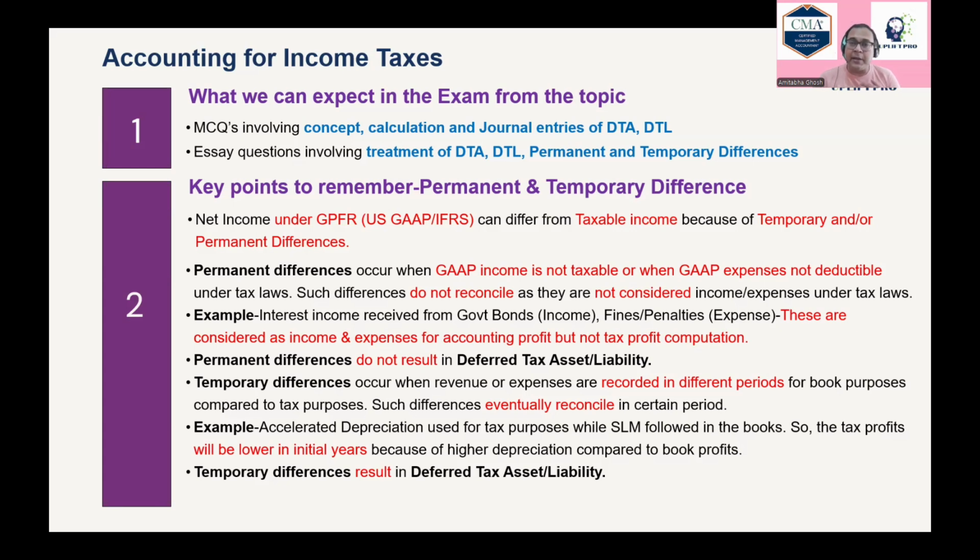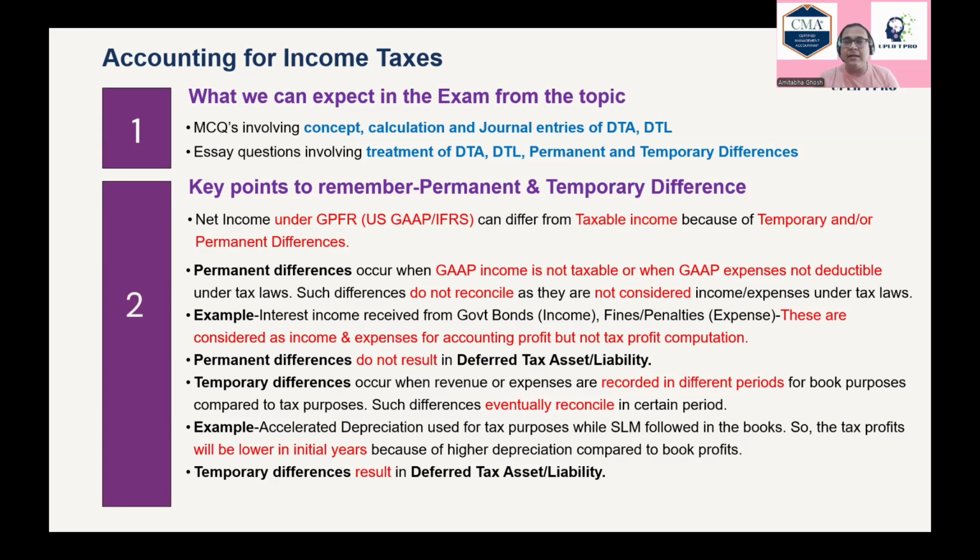Coming to temporary differences: they occur when revenue or expenses are recorded in different periods for book purposes compared to tax purposes. That means there might be some revenue or expenses which are considered earlier in tax, later in books, or vice versa. Such differences eventually reconcile in a certain period. Ultimately, at the end, it will get reconciled.